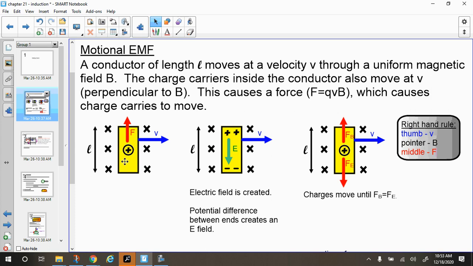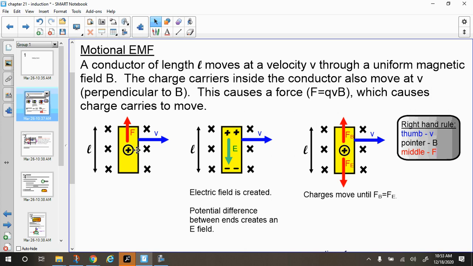There are charges that are free to move because it's a conductor, and because of that motion in the magnetic field, there's going to be a force on those charges. So we can use the right-hand rule to determine which way that force is.